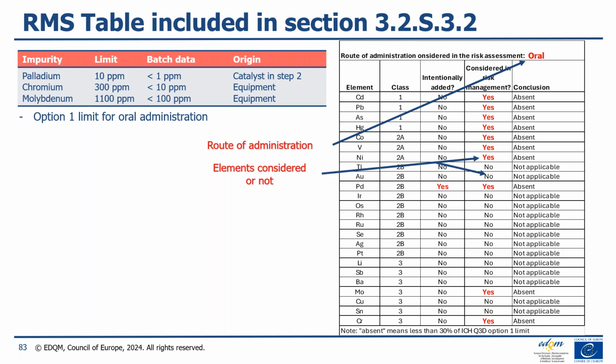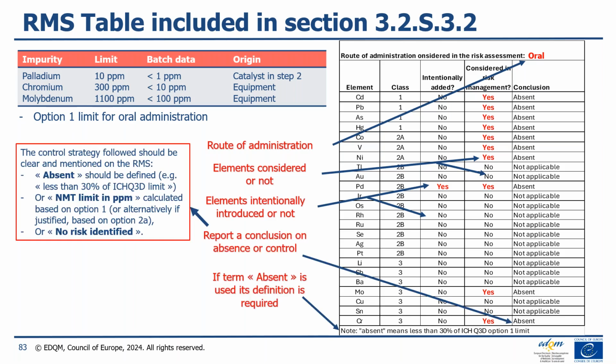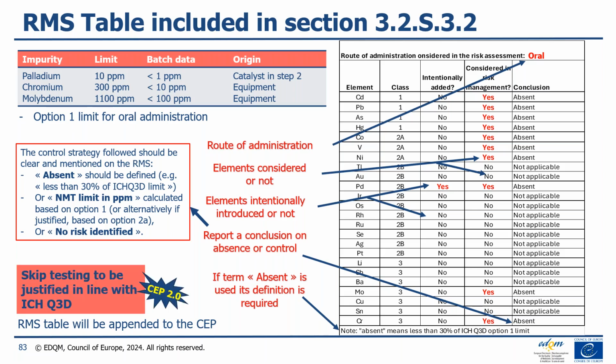Then you have to indicate if elements are considered or not, and if they are intentionally introduced or not. And then you also have to provide a conclusion on the absence, or whether there is a control for those elements. If the term absent is used, then its definition should be reported below the table with the option that has been chosen. The RMS table will be appended to the SEP as we have said before. And if you apply skip testing, it is possible, and it has to be justified in line with ICH Q3D.